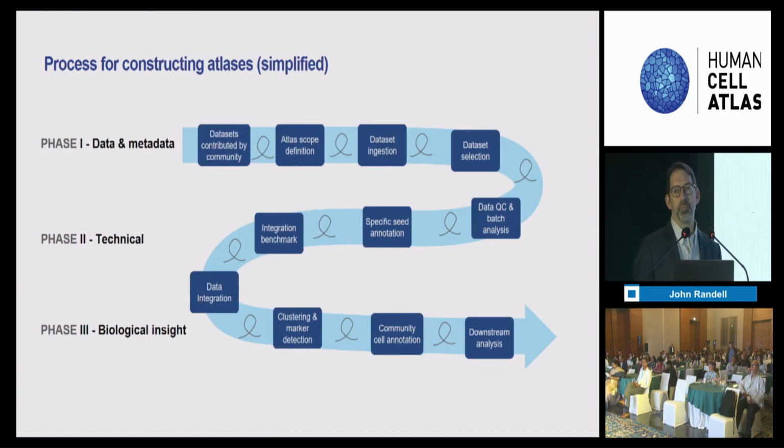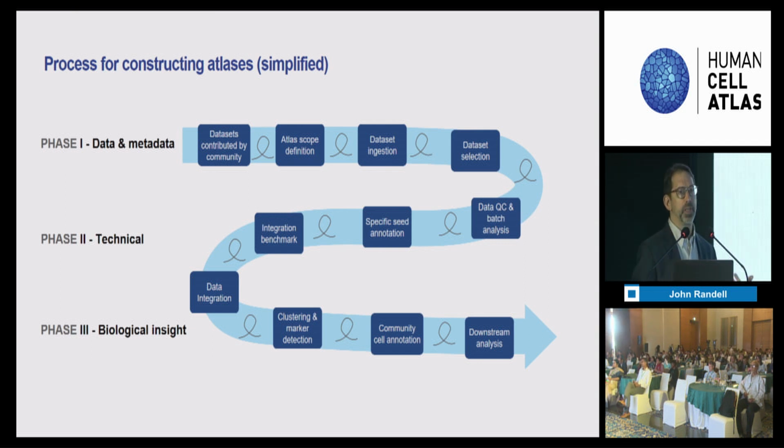This is a quite simplified diagram of the many steps that contribute to the building of atlases. Roughly speaking, you can think about this as occurring in 3 phases. The first is the collection and harmonization of data and metadata. The second is the technical aspects of data set integration. And then third, the biological insights, which involves both cell type annotation of the integrated atlas, as well as the downstream biological discovery, which of course is the ultimate goal of everything that we do.